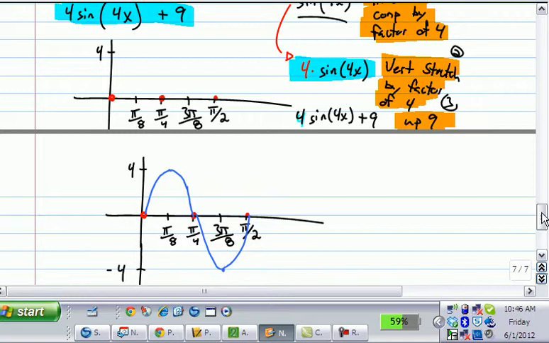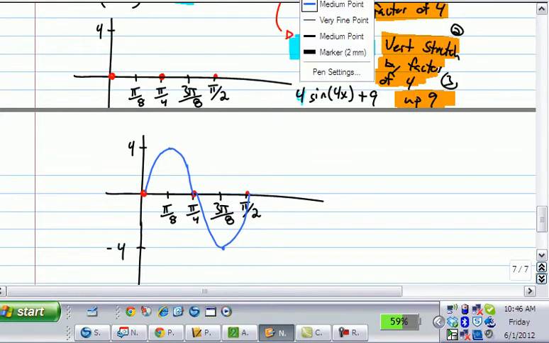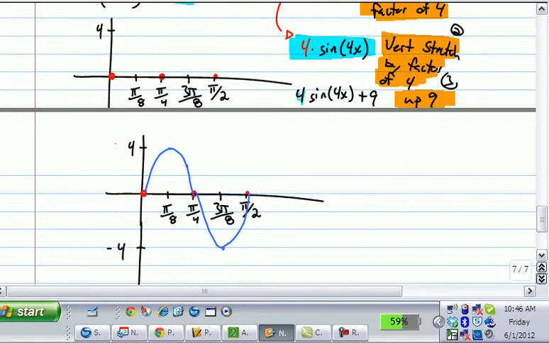But we're not done. Duncan, what's the last thing we have to do? Up vertically by 9. Now there's 3 things that I'd move. You can frame it in your mind however you want, but I think of it as the top, the middle, and the bottom. Each of those lines has to get moved up 9. So instead of the top being at 4, the top is now at 13. Instead of the bottom being at negative 4, the bottom is at 5. And the middle used to be at what? 0. Now the middle is at 9.